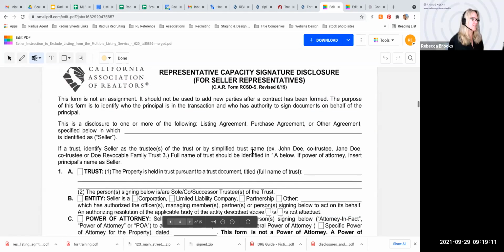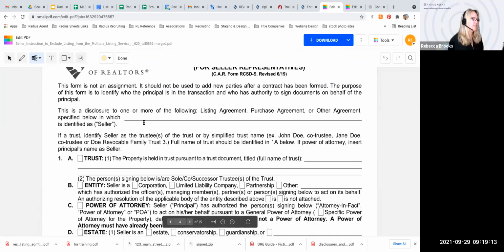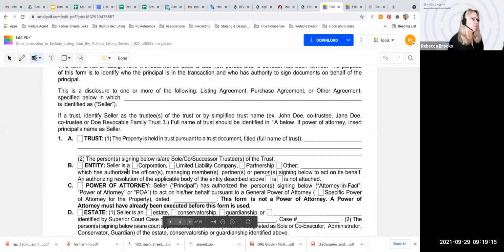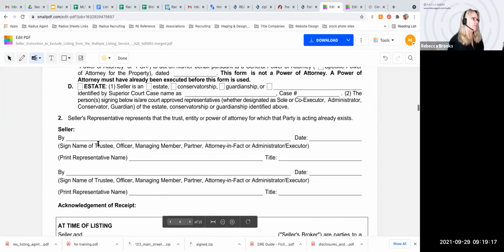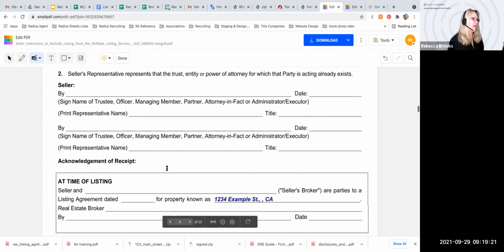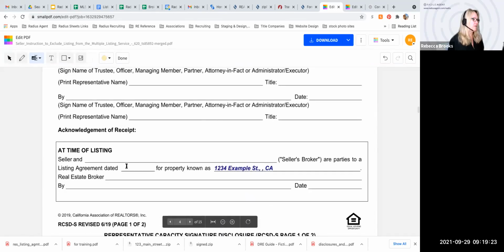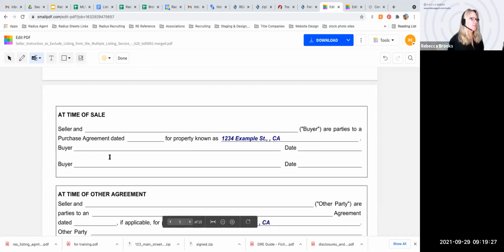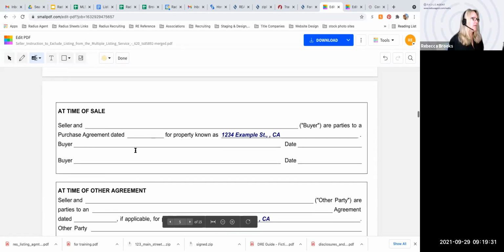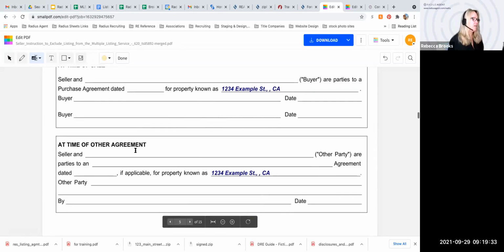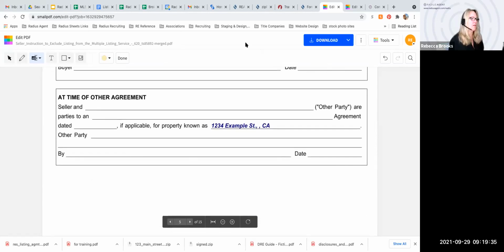Okay, you're going to fill it out just the same way. What's the name of the entity and what type of entity? Here's your seller's signatory name right here. And then once again, this is what you're going to get done when you take the listing. And then this is when you put this in your disclosure package, and then this is going to get done at the time of sale or any other agreement.